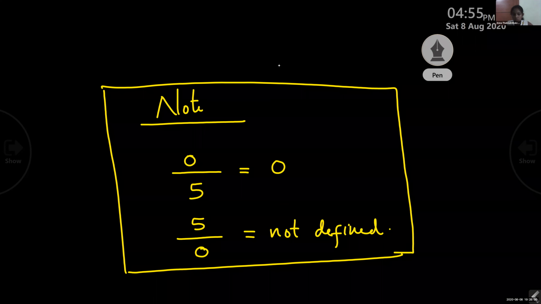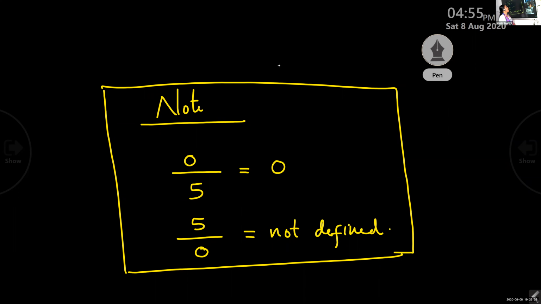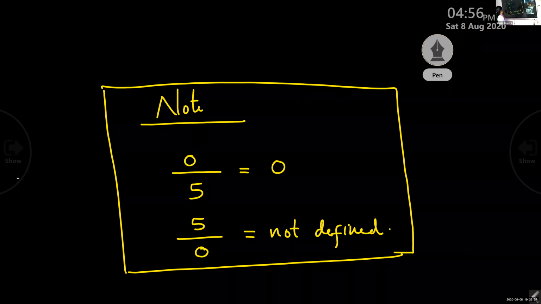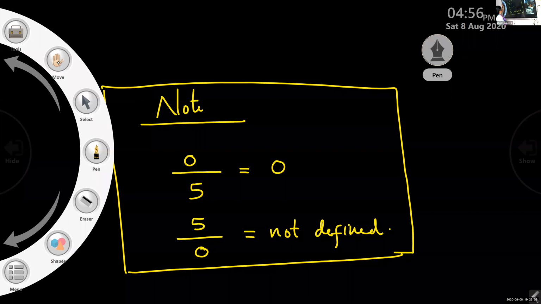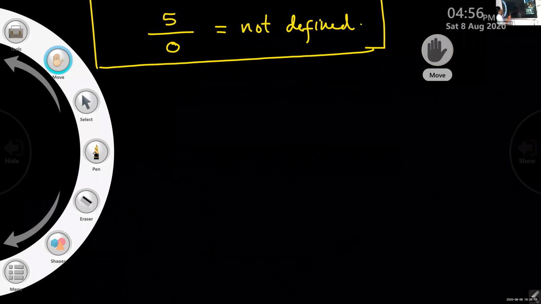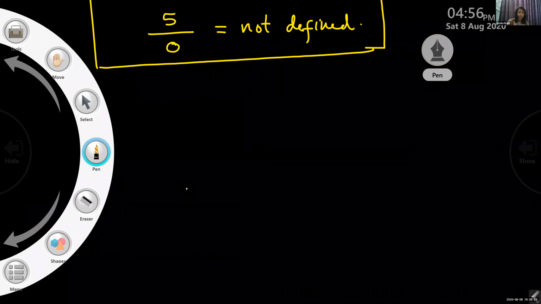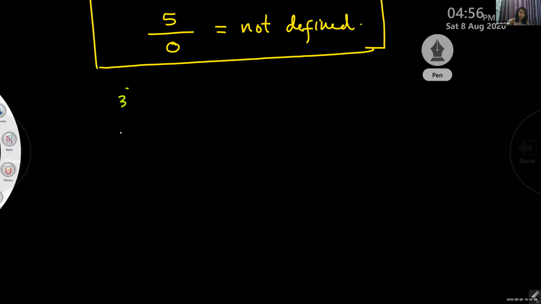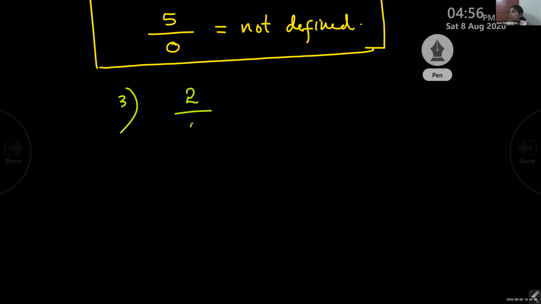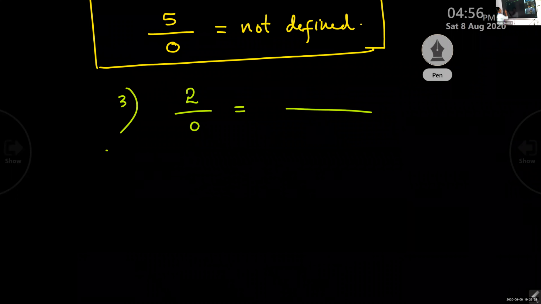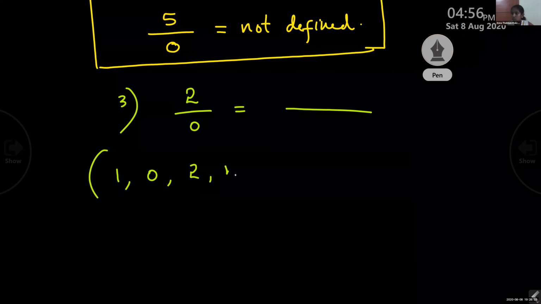Okay, children, did you understand this? If there is an MCQ question like this, I'll scroll the board upwards. We have written two questions, right? This is the third question. 2 divided by 0 equal to dash. The options are 1, 0, 2, not defined.